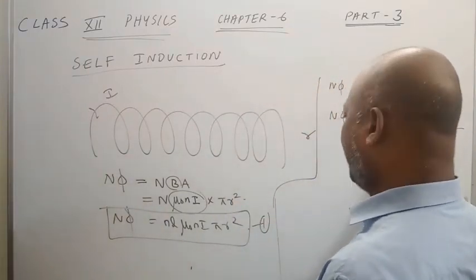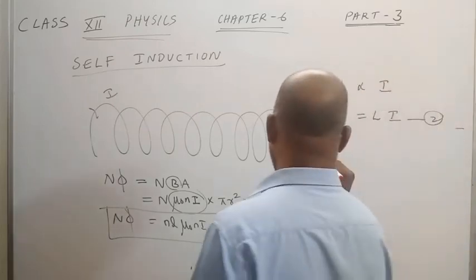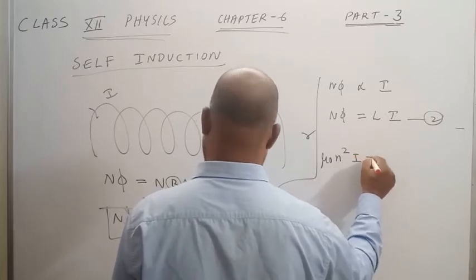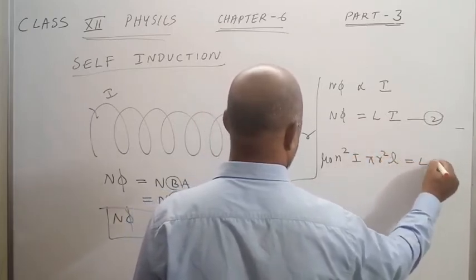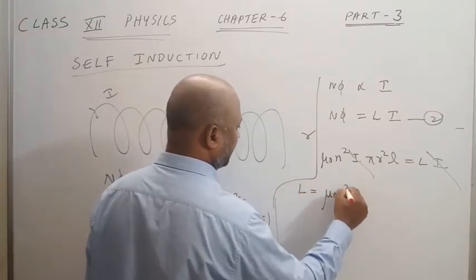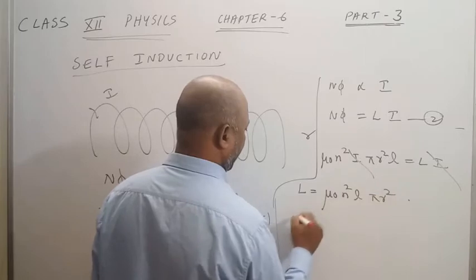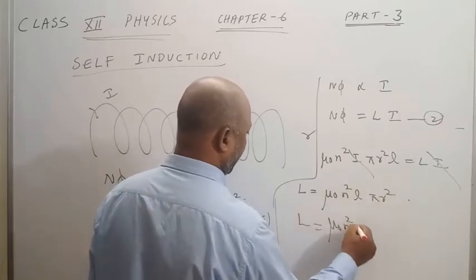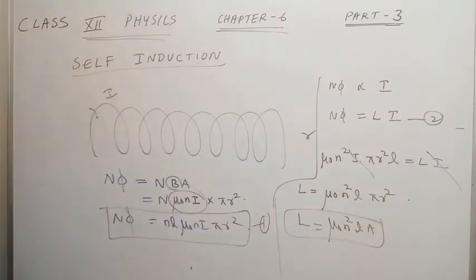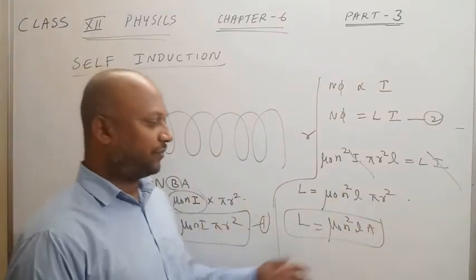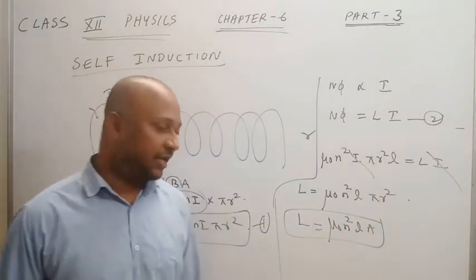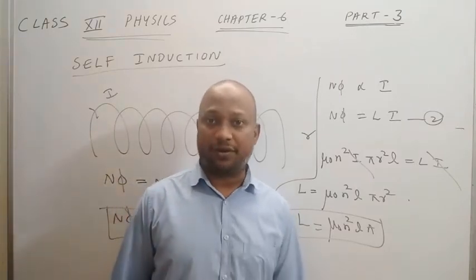So if I compare both equations, I will get mu naught N square I pi r square L is equal to L i. So you get L is equal to mu naught n square L pi r square, or you can write mu naught n square L area. Yeah, mu naught n square into volume. So mu naught n square into volume. So mu naught is the magnetic permeability here, and n is the number of turns per unit length.